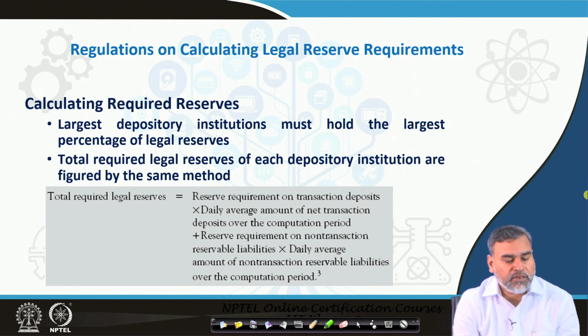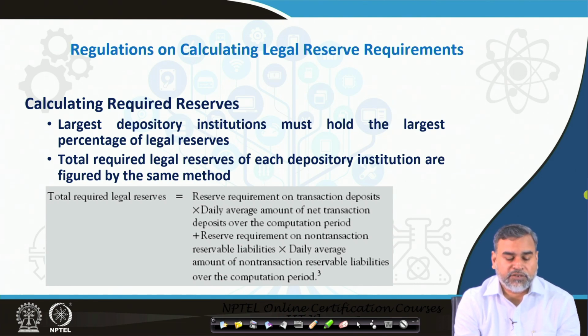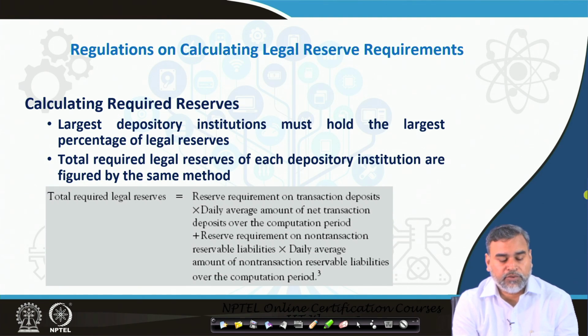If you want to calculate the legal reserve requirement of a particular bank, it is calculated in this way. It is the reserve requirement on transaction deposits into the daily average amount of net transaction deposits over the computation period, plus the reserve requirement on the non-transaction reservable liabilities the commercial bank has into the daily average amount of non-transaction reservable liabilities over the computation period. This is the way the total required legal reserve of the commercial bank can be calculated.